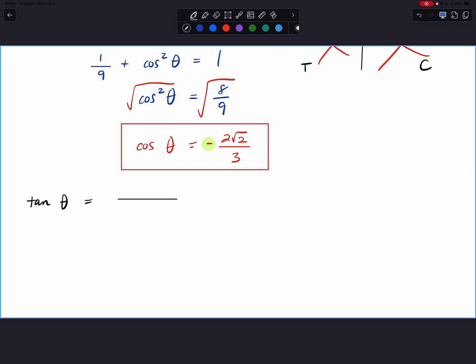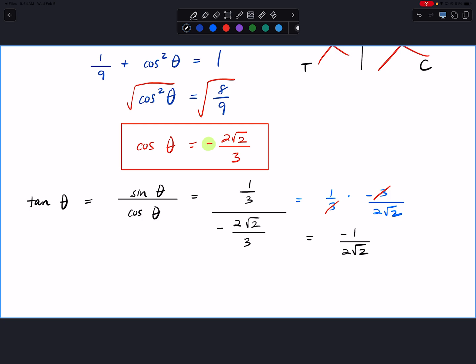Tangent, we know, I already said it, and we practiced it already, is sine over cosine. So the sine of theta was 1/3. Cosine of theta was 2 root 2 over 3. And look at me being silly, I forgot my negative. Okay. Multiply by the reciprocal. So it's going to be 1/3 times negative 3 over 2 root 2. 3's cancel. So we get negative 1 over 2 root 2.